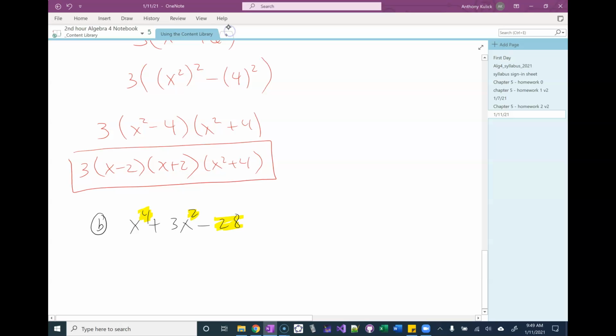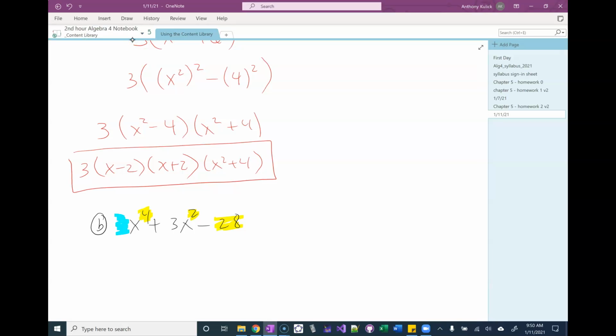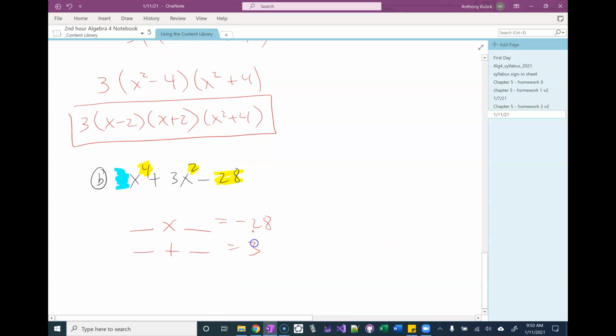Remember, the coefficient is the number in front of the biggest degree term. In this case, the leading coefficient is 1. So we should be able to do this with the shortcut factor. So we're looking for 2 numbers that would multiply to give us negative 28 and add to give us positive 3. What are those 2 numbers? 7 and negative 4. Very good.